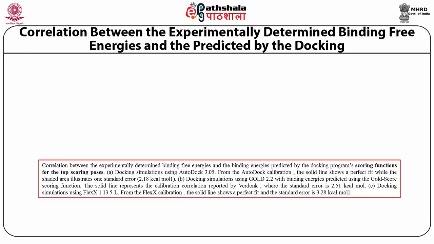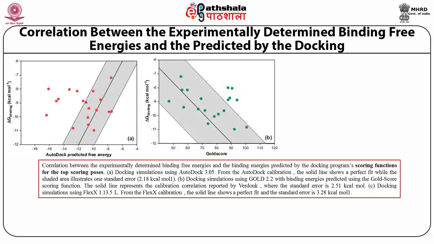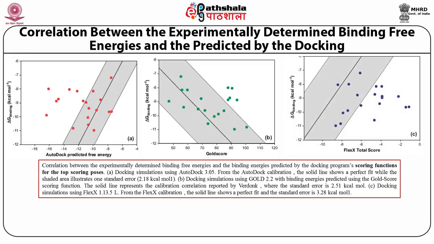As you see, we have chosen very recent literature and three very popular software programs. One is AutoDock, which is shown on the top left. What it shows is the same tendency with the scoring functions: the compounds with the lowest binding free energies are falling outside the correlation. Similarly, we see the same phenomenon with GoldScore, and with FlexX the same problem has been seen.